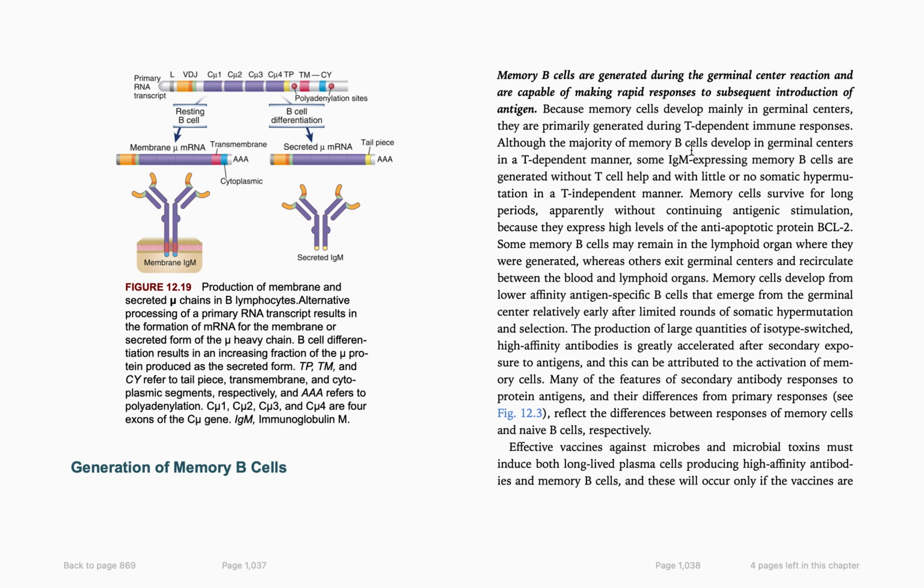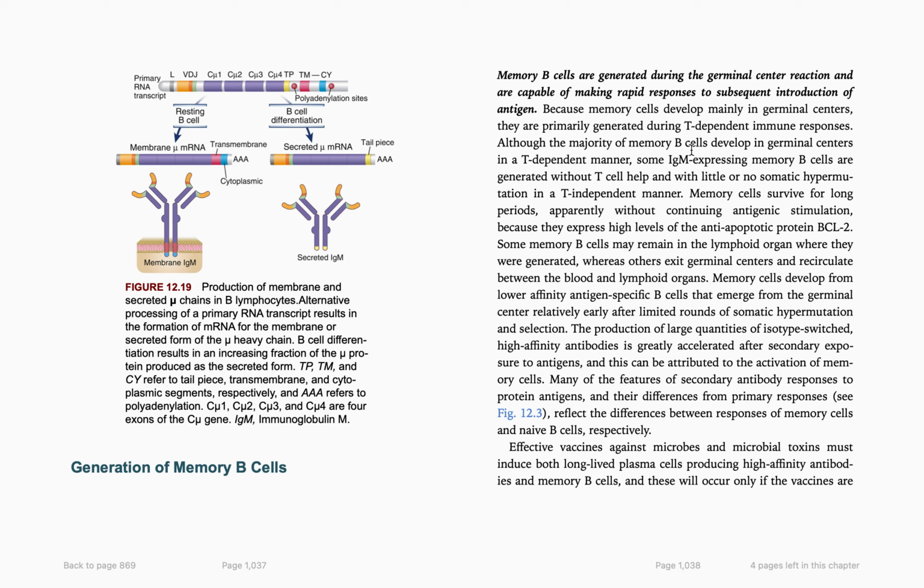Generation of memory B cells. Memory B cells are generated during the germinal-center reaction and are capable of making a rapid response to subsequent introduction of antigen. Because memory cells develop mainly in the germinal center, they are primarily generated during T-dependent immune responses. Although the majority of memory B cells develop in the germinal center in a T-dependent manner, some IgM-expressing memory B cells are generated without T cell help and with little or no somatic hypermutation in a T-independent manner.